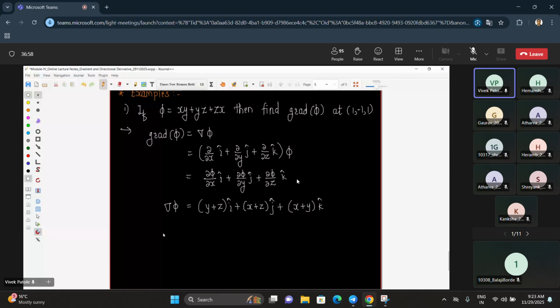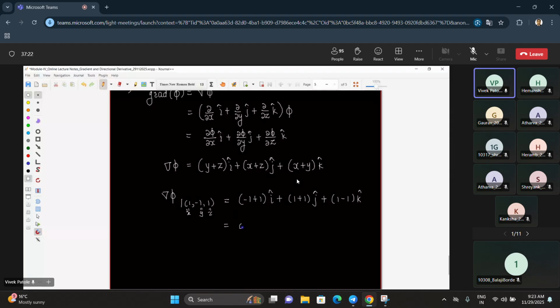the point (1, -1, 1), meaning we have to replace x by 1, y by -1, and z by 1. So what do we get here? (-1 + 1) i cap plus (1 + 1) j cap plus (1 - 1) k cap. If we simplify it further, it will be 0 i cap plus 2 j cap plus 0 k cap. So it is simply 2 j cap.